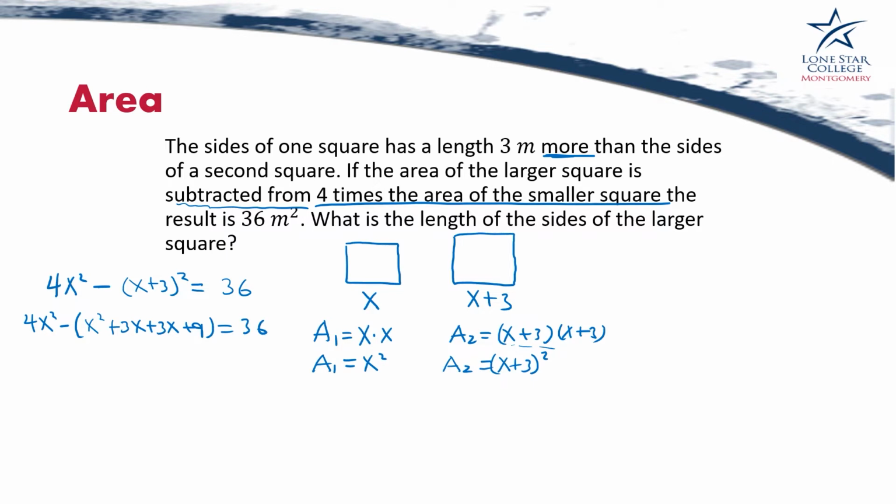Now we combine like terms. We have to add the 3x's to get 6x, and then distribute the negative into everything in the parentheses. Minus x squared minus 6x minus 9 equals 36. So we distribute everything inside the parentheses. Now we combine like terms again. So you see that the x squares can be subtracted. 4x squared minus x squared gets us 3x squared.